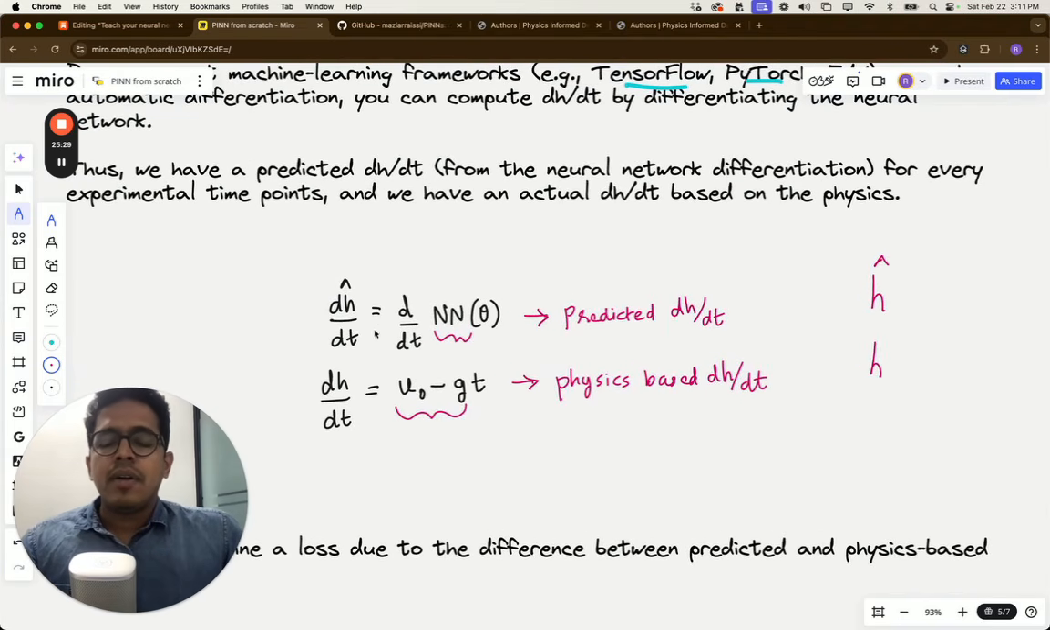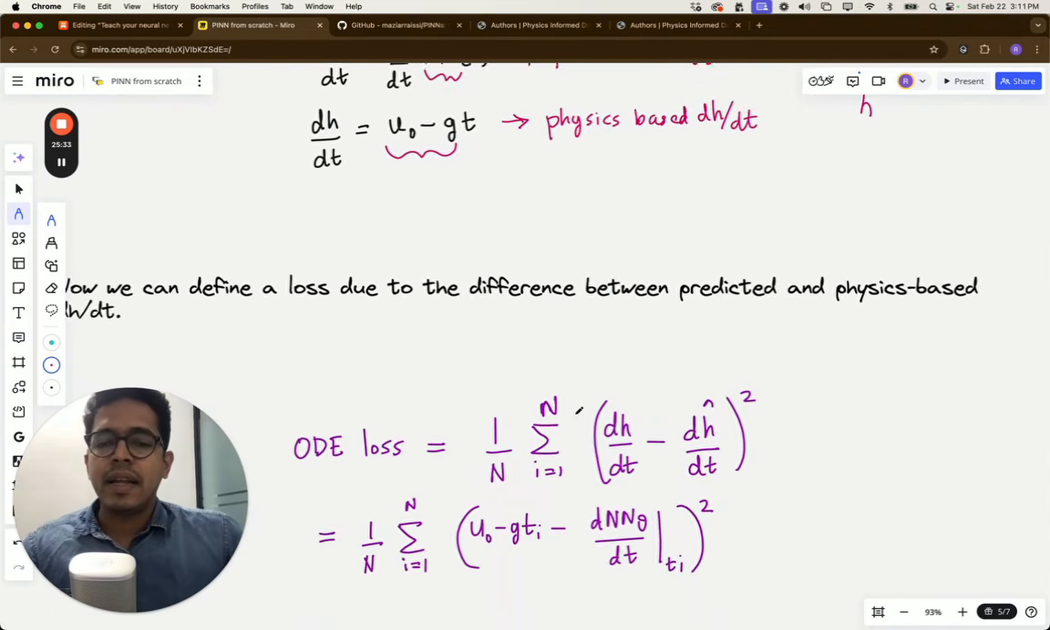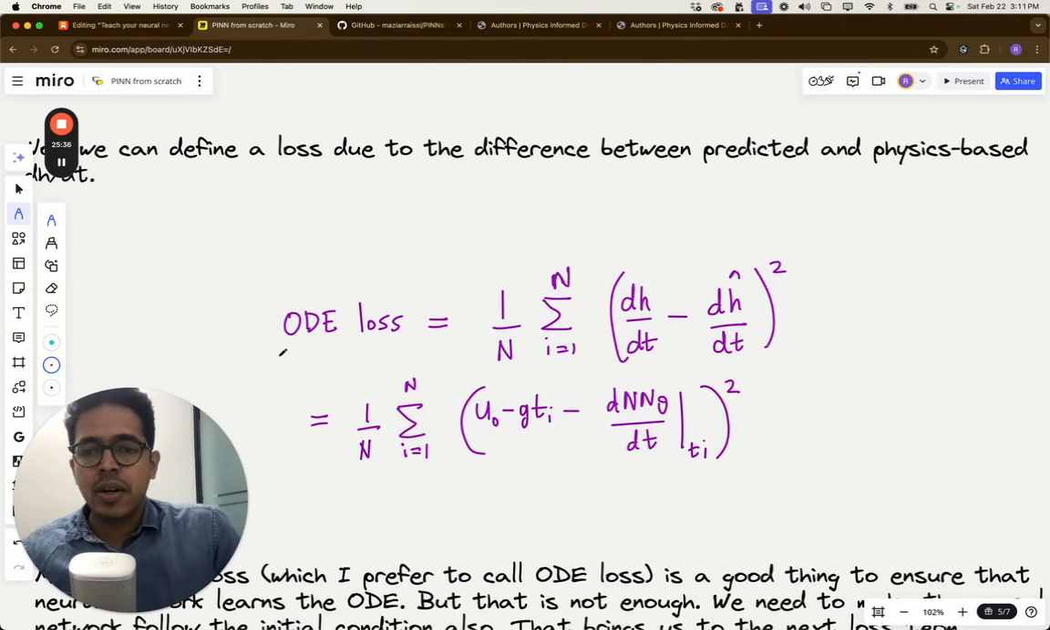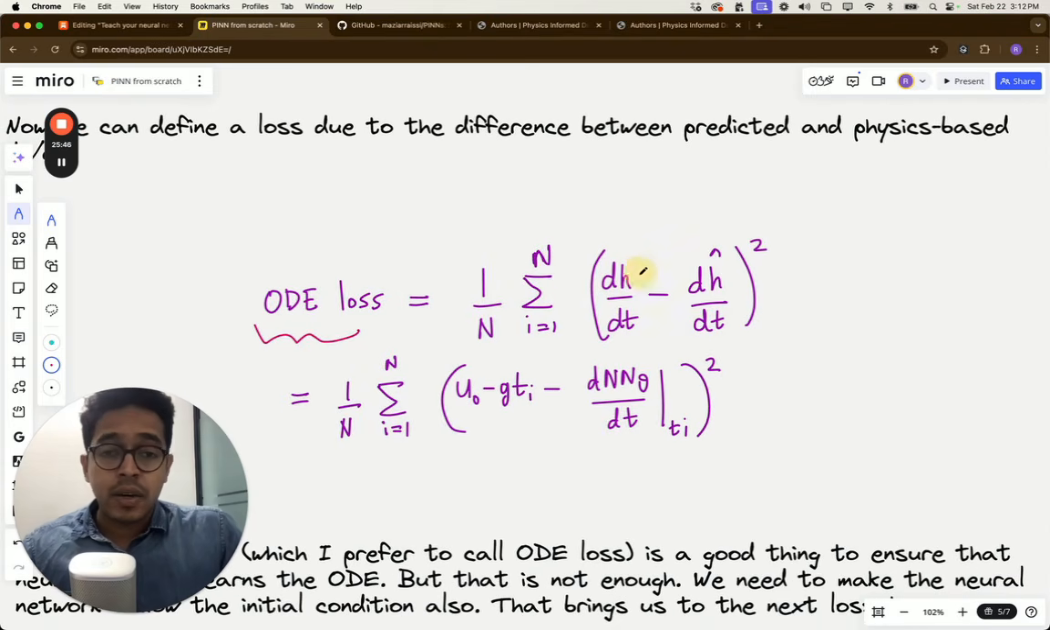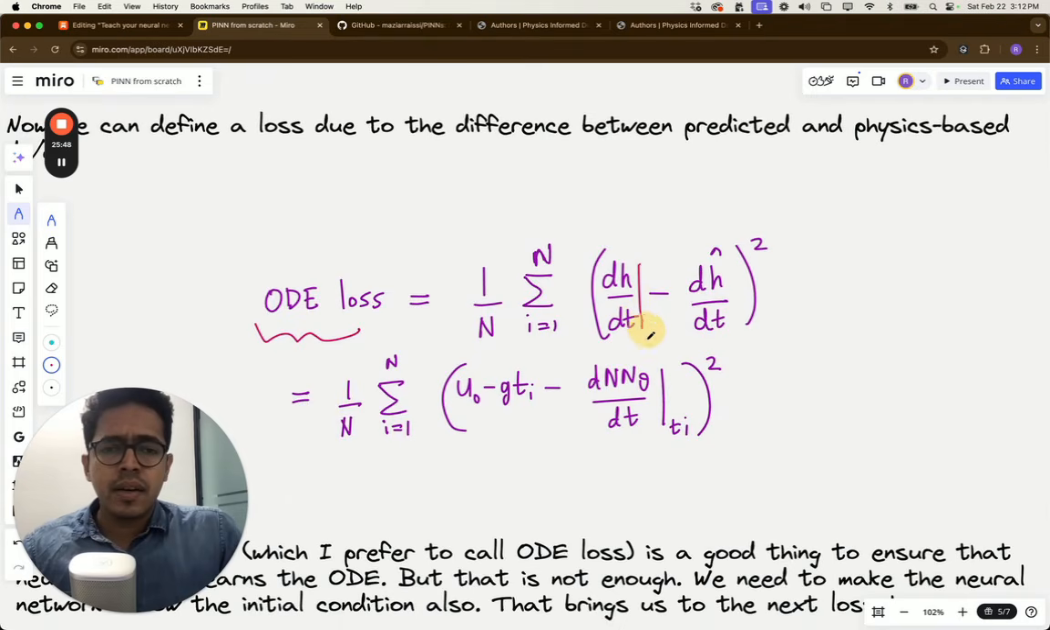Now you can describe a difference between the predicted dh by dt and actual dh by dt in the following, which I prefer to call ordinary differential equation loss, ODE loss, because it can be described as 1 by n, sigma i equal to 1 to n, dh by dt at time t equal to ti minus dh cap by dt at time t equal to ti.